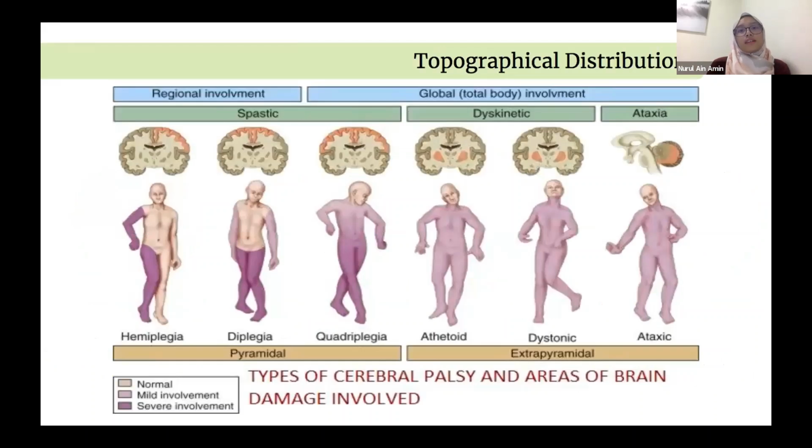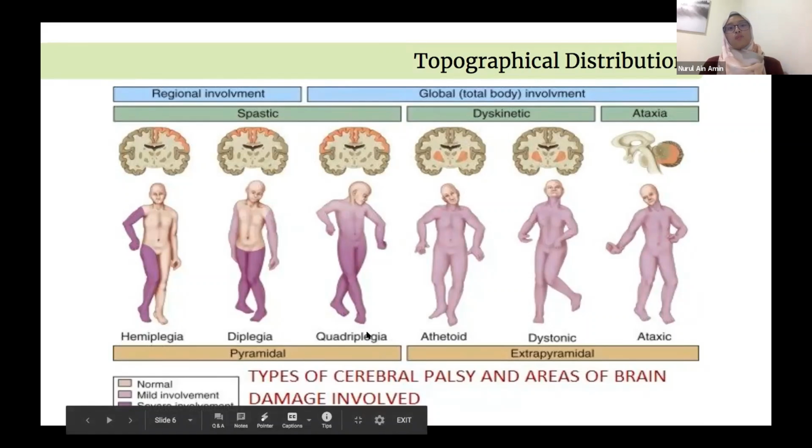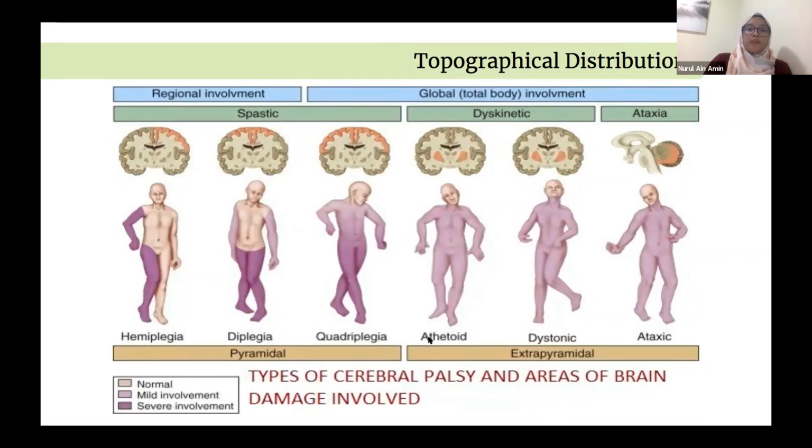Okay. The next classification is the topographical distribution, which talks about the different parts of the body that are affected. Spastic has hemiplegia, where basically half of the body is affected, and then diplegia, mostly at the legs, and then quadriplegia, where basically all four limbs are affected. And we have athetotic, dystonic, and ataxic.